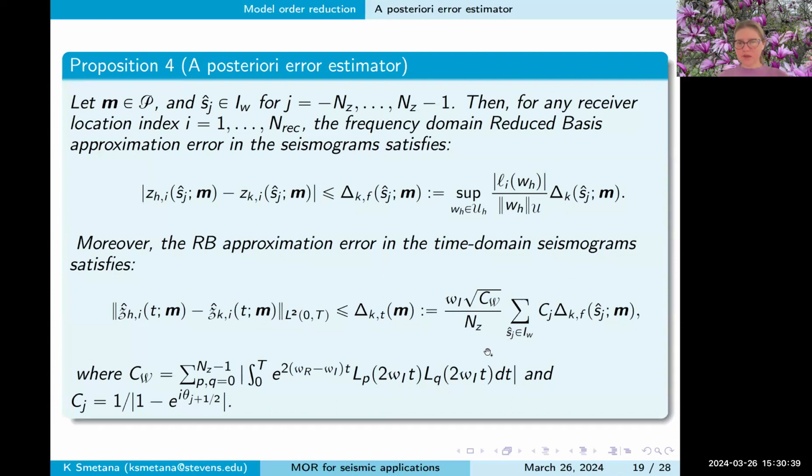And I want to highlight here, as I said, that we never really need to solve the time domain problem, but we still can design algorithms to construct reduced order models that are driven by our estimators for quantities in the time domain, precisely the quantities we're interested in, the time domain seismograms.